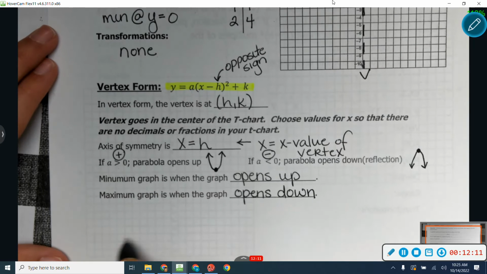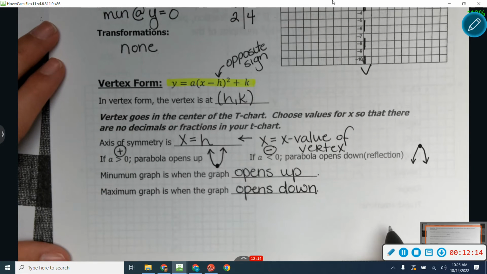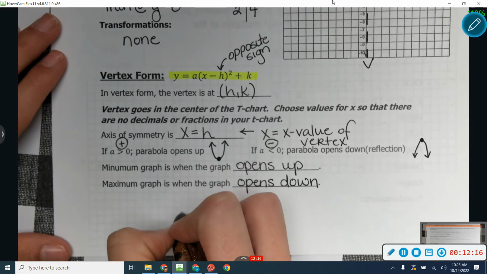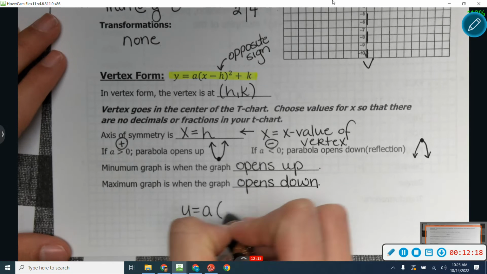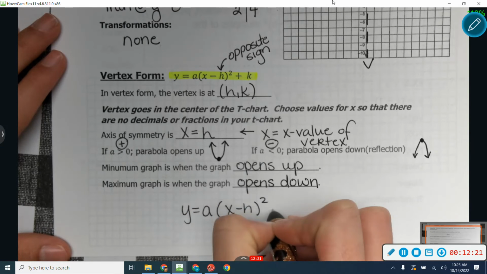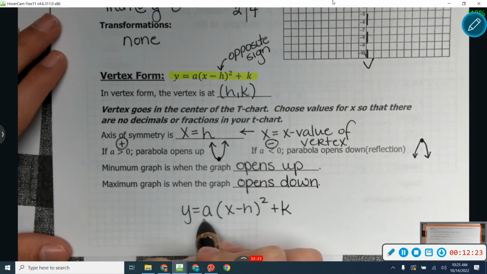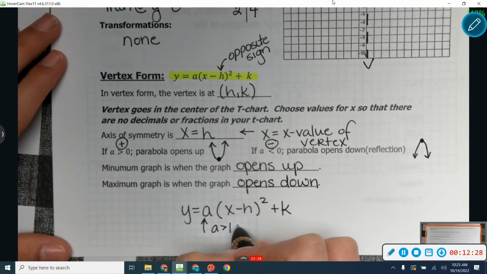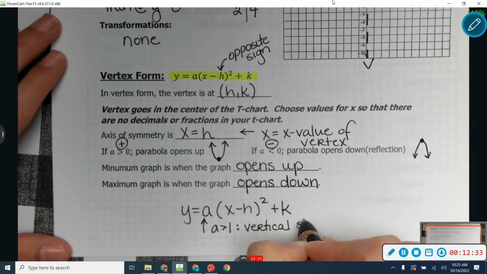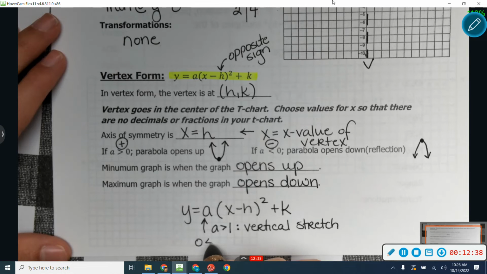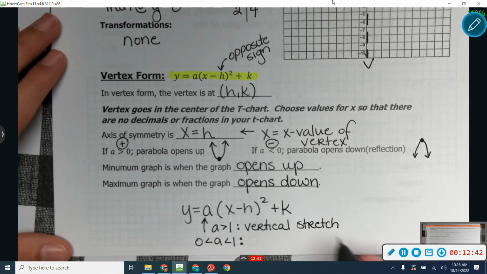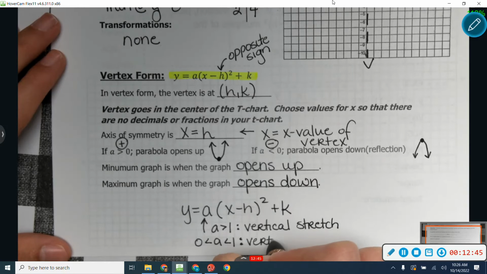Now, before y'all flip, I'm going to refresh your memories on those transformations like I did when we had absolute value. Okay, so remember that this a, if a is greater than 1, what do I have? A vertical stretch. Okay, if a is between 0 and 1, so a fraction or decimal less than 1, that's going to be a vertical shrink or compression. Bless you.